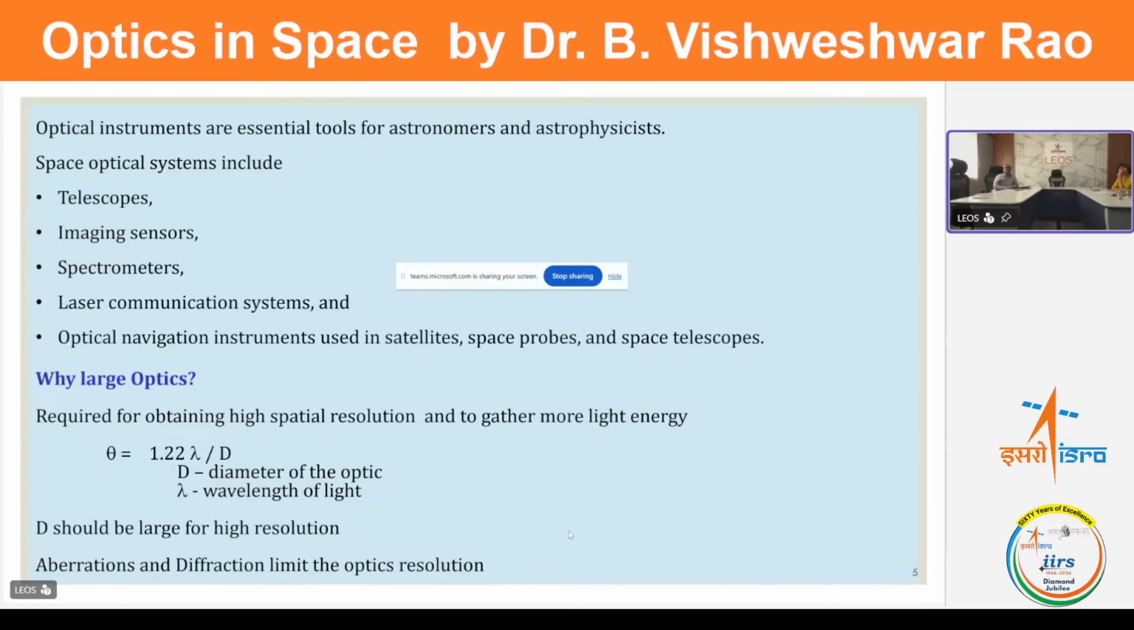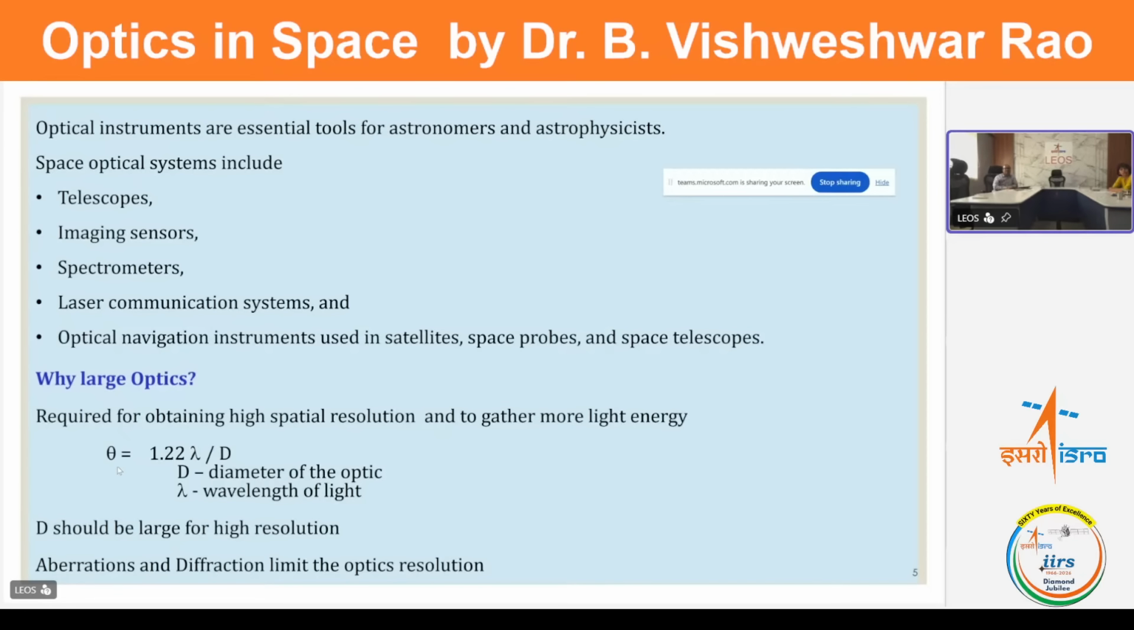Coming to optical instruments which are useful for astronomers and astrophysicists, they are telescopes, imaging sensors, followed by spectrometers and optical communication systems, optical navigation systems used in satellites, space probes, and space telescopes. Why do we want bigger optics, meaning large aperture optics? It is because of resolution. We need a high spatial resolution, and we need to gather more light energy.